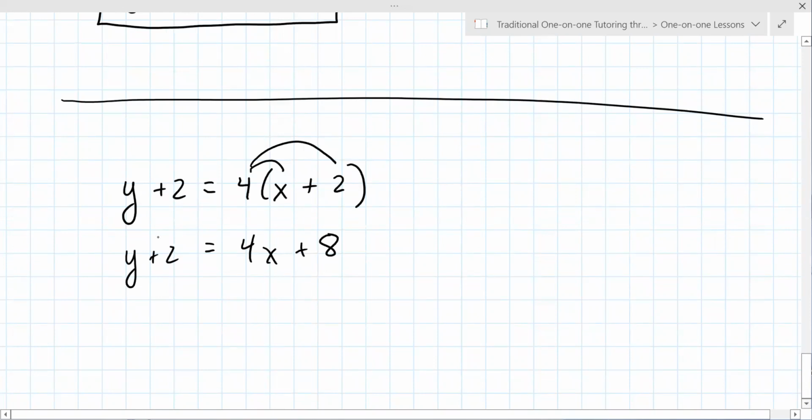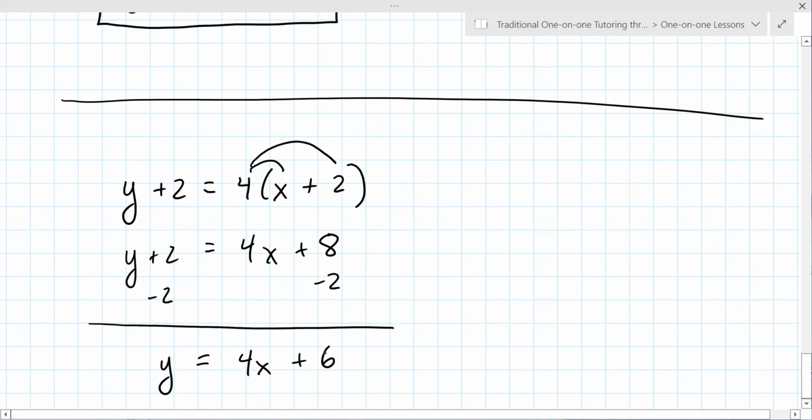Okay, but what about this +2 on the left? Oh my gosh, yeah. You have to subtract 2 from both sides. Oh, I didn't write that down. Yeah, it's true. Oh my gosh, I'm slow.